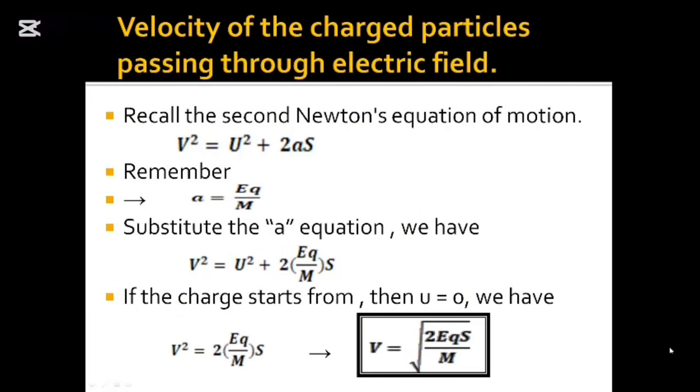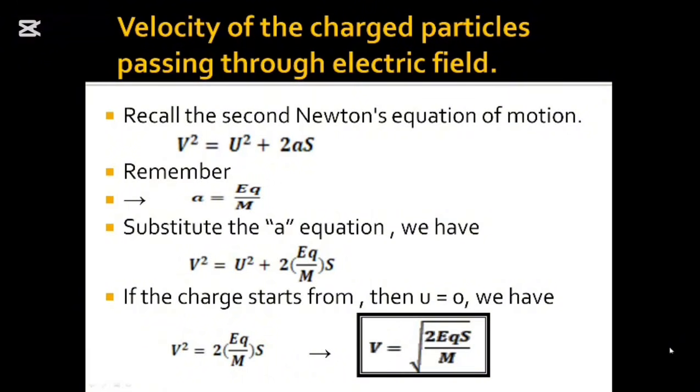Here, I'm also deriving the velocity of a charged particle passing through an electric field, but with another equation of motion. This time around, not the first equation, but the third equation of motion, which says V squared is equal to U squared plus 2AS. The same thing, remember your acceleration, A equal to EQ over M. The first equation we generated in this topic.